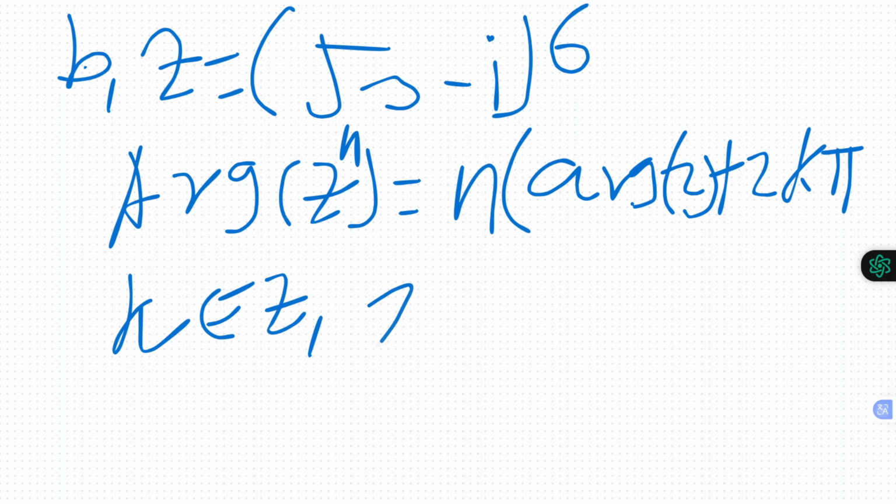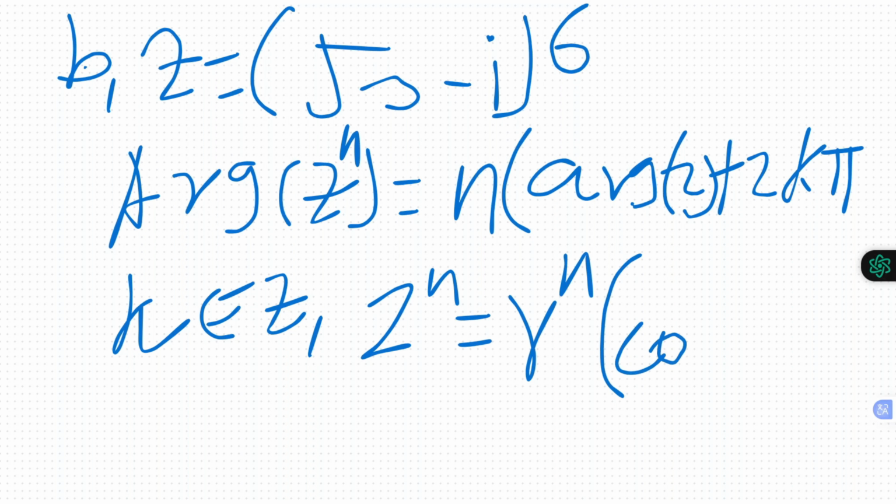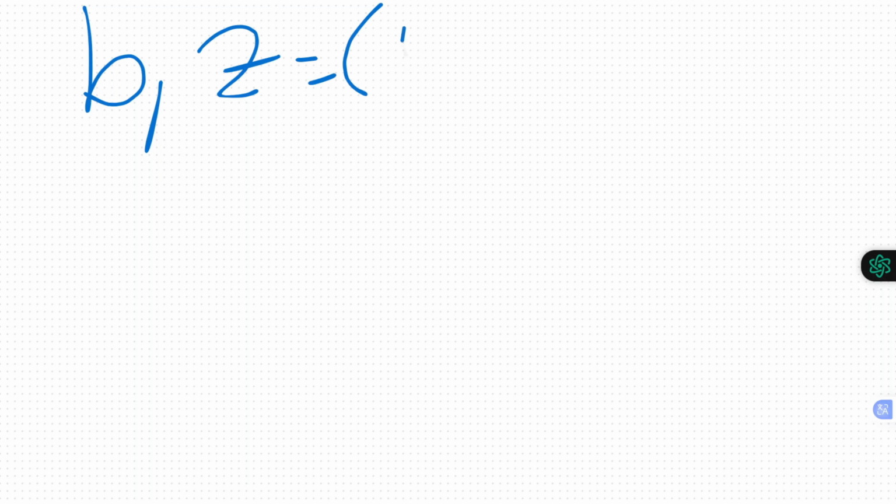Also z to the power of n is always expressed as r to the power of n times cos of n theta plus i sine n theta. Sorry, we can rewrite this expression again. For b, the second complex number is z, which is equal to root 3 minus i, the whole to the power of 6. Now we are asked to find the argument of this complex number.